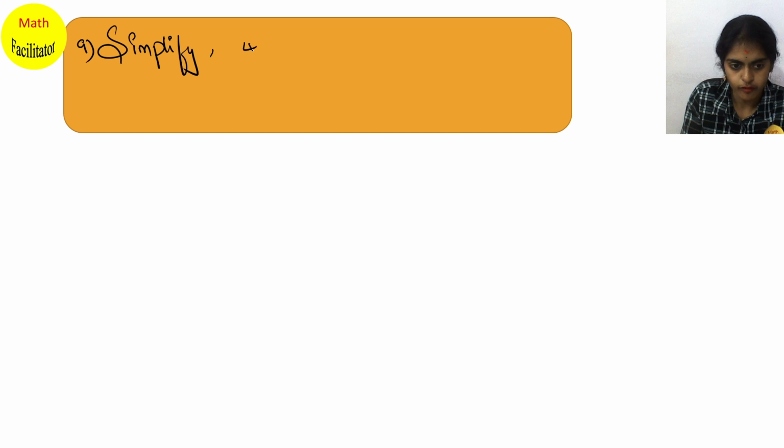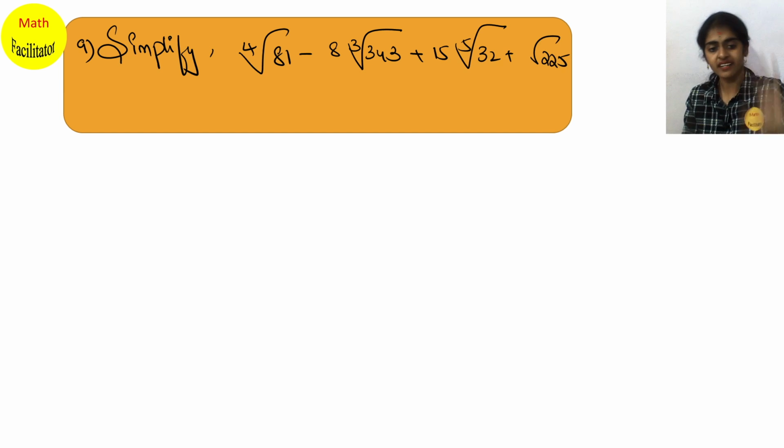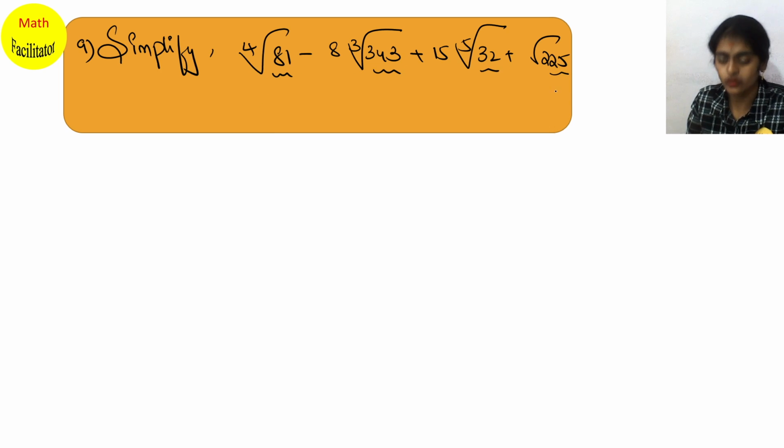Simplify: fourth root of 81 minus 8 into cube root of 343 plus 15 into fifth root of 32 plus root 225. Here you have to find the values of 81, 343, 32, 225. Prime factorize. Again the same process, prime factorize.